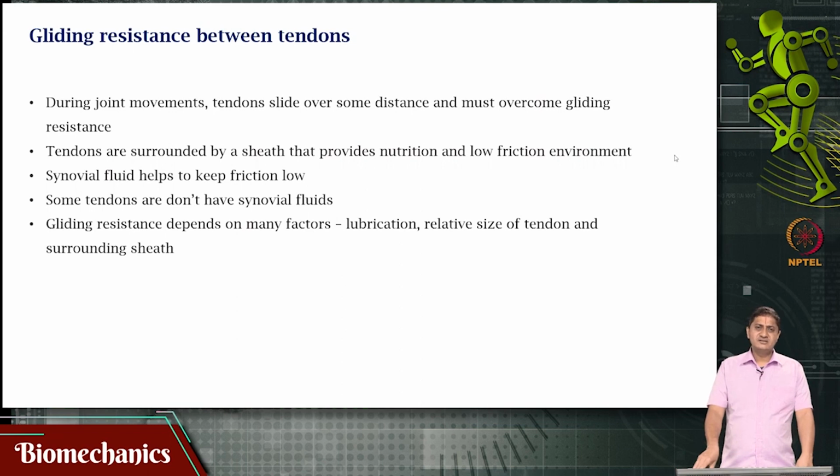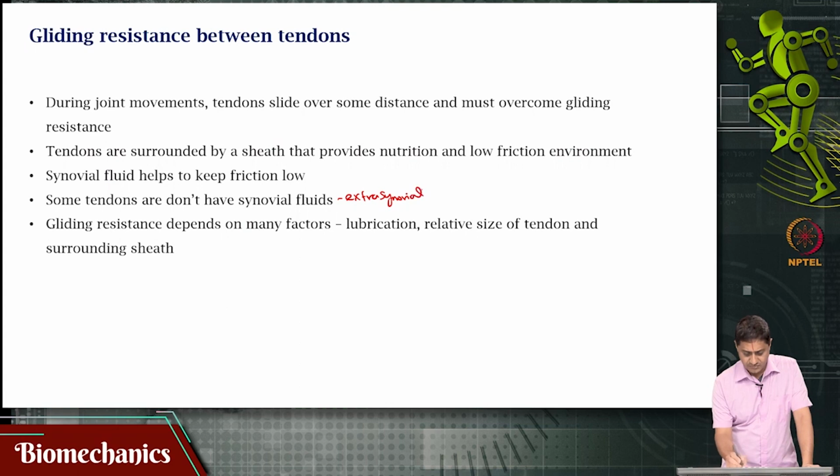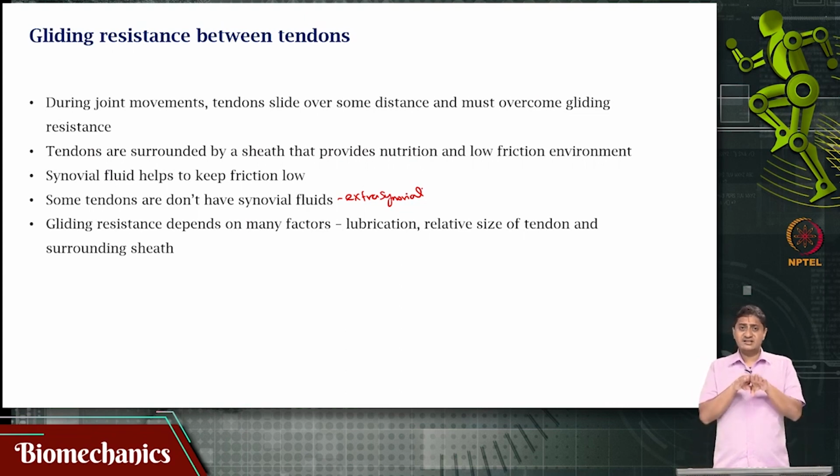One of the ways the body keeps the friction low is by the use of synovial fluids. Some tendons do not have synovial fluids and they are called extrasynovial tendons. The tendons that have synovial fluids are called intrasynovial tendons. So, if tendons are going to slide and glide over this, the amount of gliding resistance depends on many things.